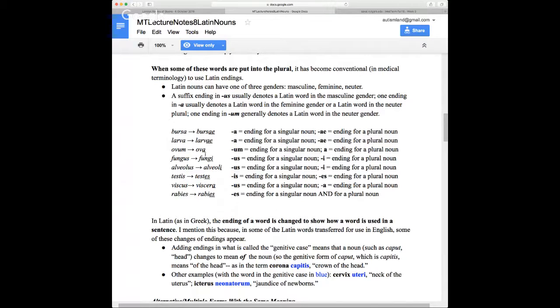So that's the basics. However, nothing is ever as simple as one wants it to be. In Latin, there's more than one way to have, shall we say, a noun that has a masculine gender, feminine gender, or a neuter gender. In other words, as the book points out in a little chart, going to the book here.